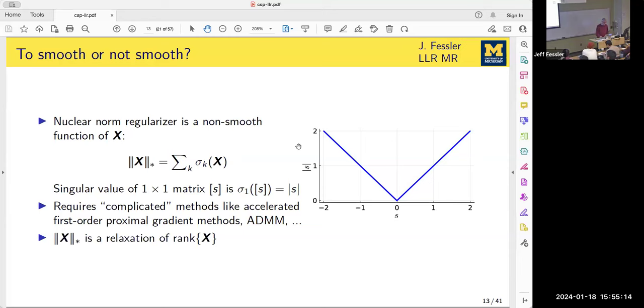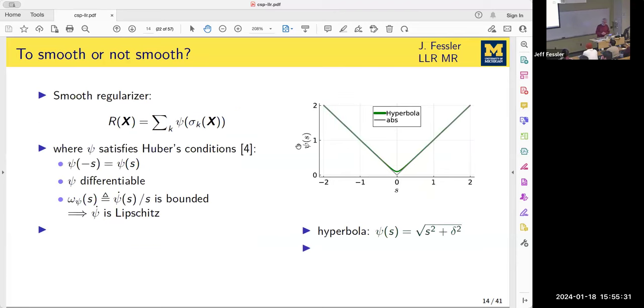So let's remind ourselves that nobody told us in the first place we should be using a nuclear norm, right? We started out with an idea that the matrix is low rank, and we've already relaxed that to a nuclear norm. Why not relax it further? Since no deity told us we have to use the nuclear norm. So what I'm going to be investigating in the rest of this presentation is smooth regularizers, where we replace the sum of the singular values, the nuclear norm, with some smooth function of the singular values, such as this hyperbola shown in green here.